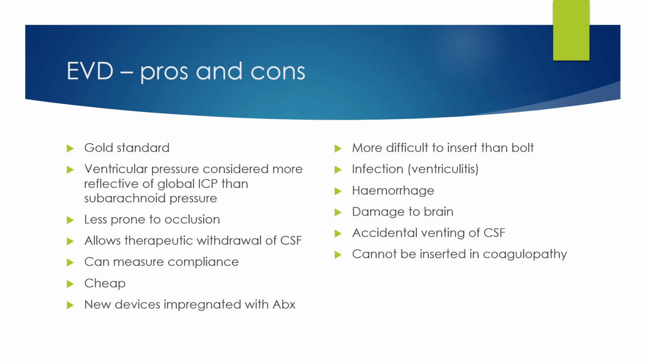EVDs have a lot in their favour. They're considered the gold standard for monitoring intracranial pressure, and that ventricular pressure is considered more reflective of global ICP than subarachnoid pressure or pressure in a non-dominant frontal lobe that you would get with a subarachnoid screw, subarachnoid bolt. They are certainly less prone to occlusion, and they allow the therapeutic withdrawal of CSF, something you're not going to get with a typical ICP bolt. You also get a measure of brain compliance through this.